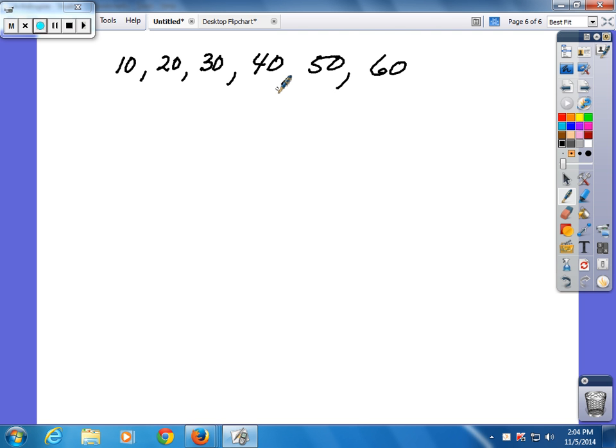Well, let me go ahead and find the mean. You've got to find the mean first. So 10 plus 20 is 30, 60, 100, 150, 210. What's 210 divided by 6? Well, 6 will go into 21 3 times. That'll leave 30, so 35. So there's our mean.